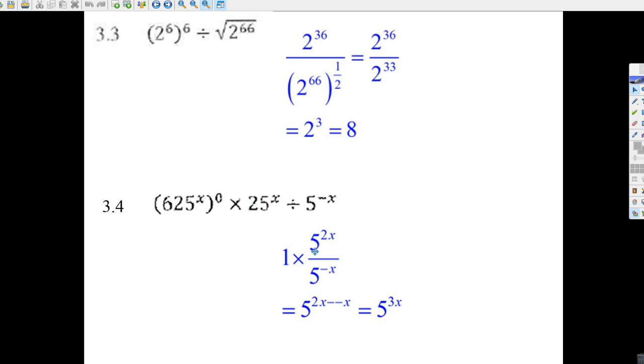25 is really 5 squared, so you can write 5 to the 2, and then put to the x power. You can multiply. See, it's 2x. Now we're dividing by 5 to the minus x. I'm going to put it down the bottom here so I can look at it. Well, when I divide two things, I subtract their exponents. Well, 2 minus minus is 2 plus. 2x plus x is 5 to the 3x. And there's 4 questions, all done, 3.1 to 3.4.